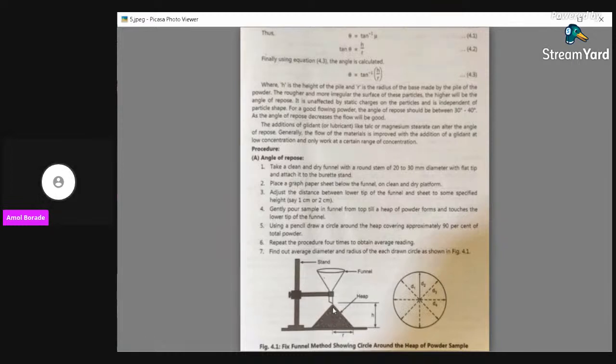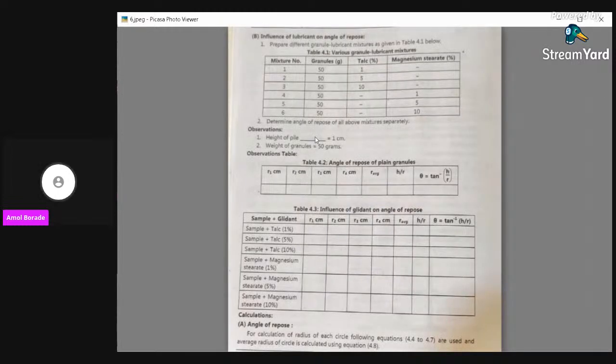This is the height of the heat. From the bottom, you have to put the scale, and then you have to measure the height of the heat, top portion up to the bottom. This measurement you have to take for all the 7 batches. Obviously, it would be the same, but 7 times you have to repeat that.